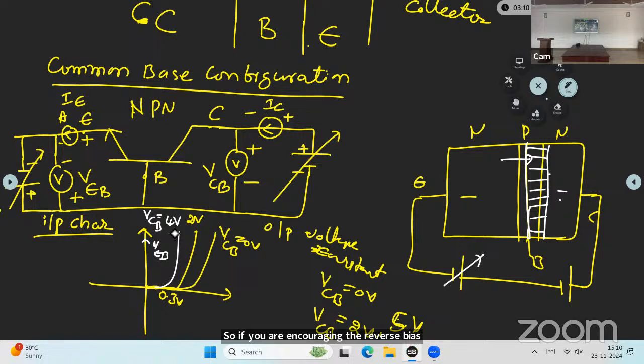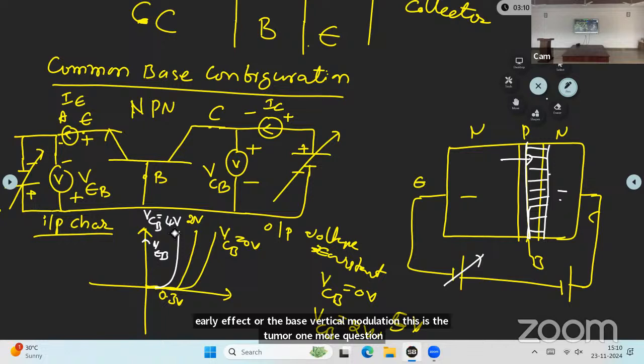If you are increasing the reverse bias voltage, the junction between collector and base will increase. That increased junction is penetrating the base, so the resultant base width will reduce. Now, if you vary the input bias voltage, the transistor will respond early. That effect is called the early effect or base width modulation. This is a 2 mark or 1 mark question in competitive exams.